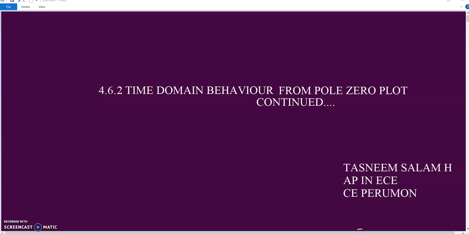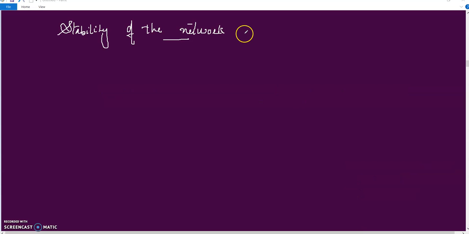In this session is the continuation of time domain behavior from pole zero plot. Here I'll be discussing the stability of the network in relation to the location of the poles in the S-plane. In the earlier lecture, we saw the time domain response with respect to the location of the poles in the S-plane. Now we are going to see the stability with respect to the location of the poles in the S-plane.